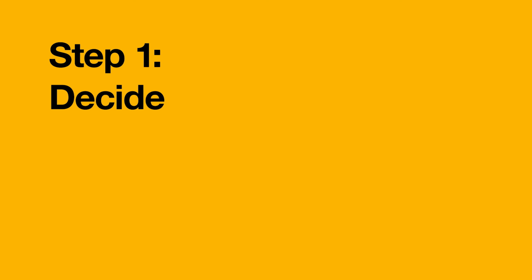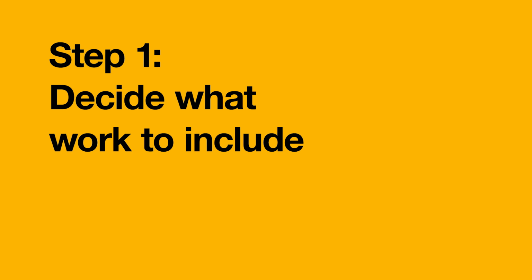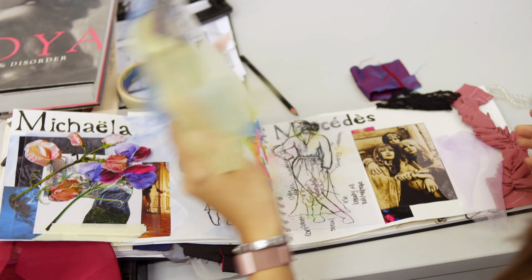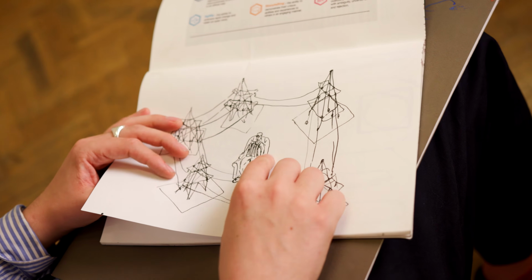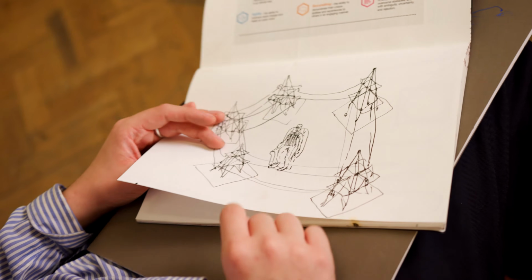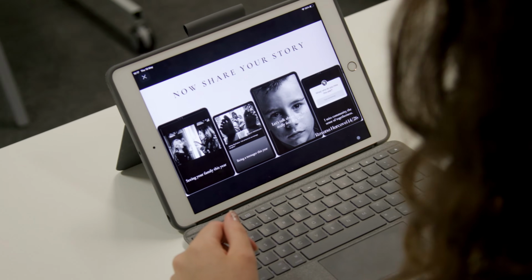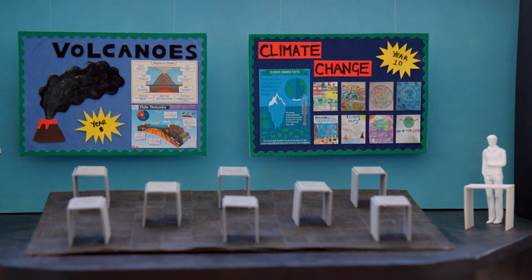Step 1. Decide what work to include. Just like when you create a physical portfolio, you'll need to start by selecting the work you want to include in each page. We recommend you include work from around 3 to 5 projects. This will help you demonstrate a range of ideas and skills. Support these projects with different types of work, such as pages from your sketchbooks, drawings, inspiration and research work, or video reels, social media content, sound clips, or 3D objects.